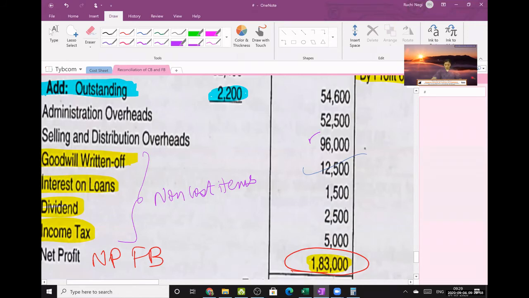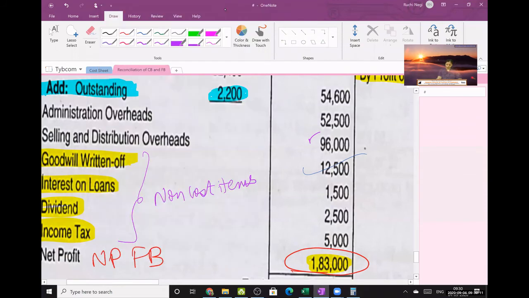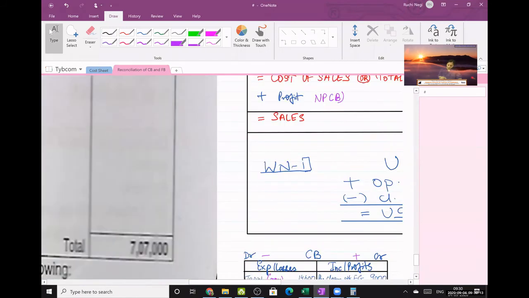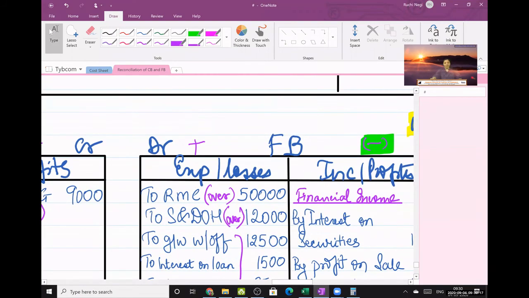ठीक है. तो ऑब्वियसली एक्सेस कहाँ है, ज्यादा किधर रिकॉर्ड किया है तुमने, ज्यादा तुमने फाइनेंस बुक्स में रिकॉर्ड किया है. दोनों का डिफरेंस कितना है? 96,000 minus 84, 12,000 एक्सेस किधर है? पीएनएल में. पीएनएल में लिखो ना, फाइनेंस बुक्स डेबिट साइड टू सेलिंग एंड डिस्ट्रीब्यूशन 12,000. ओके, इज इट क्लियर नाउ? समझ में आया?